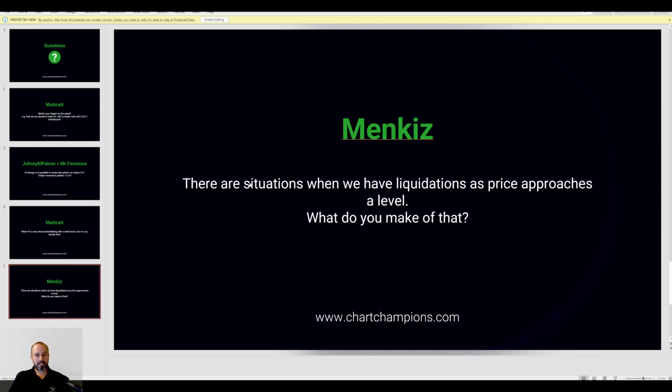Next question. There are situations when we have liquidation as the price approaches a level. What do you make of that? You need to wait for the price to touch your level. That is the best way to handle this kind of situation. Sometimes you get a small front run, and that is where you need to use the order flow to understand if you have a reversal possible there or not.